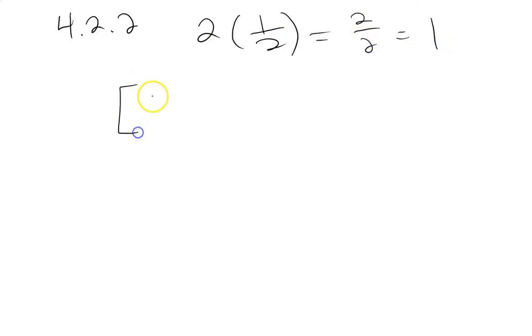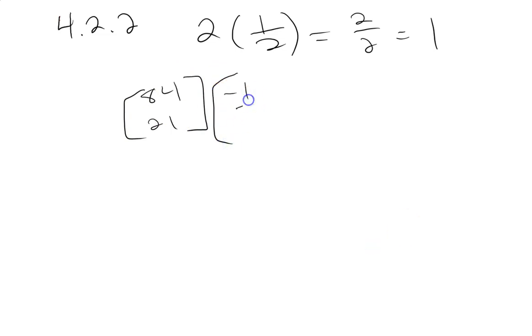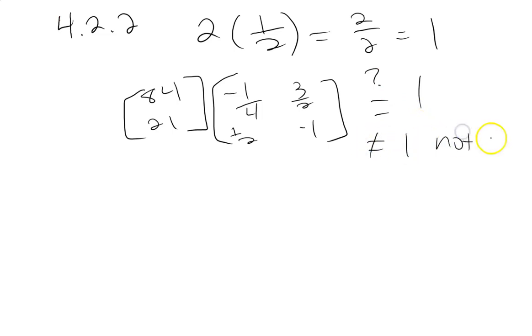So if I want to know, hey, are these inverses of one another? If I multiply them together, I should get 1. If I don't get 1, not inverse. If I do get 1, it is an inverse. The other thing you can do is just type this in matrix A in your calculator and see what the inverse is. So let's do that.